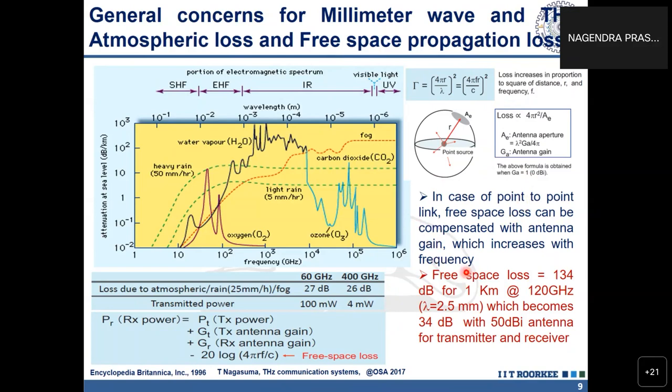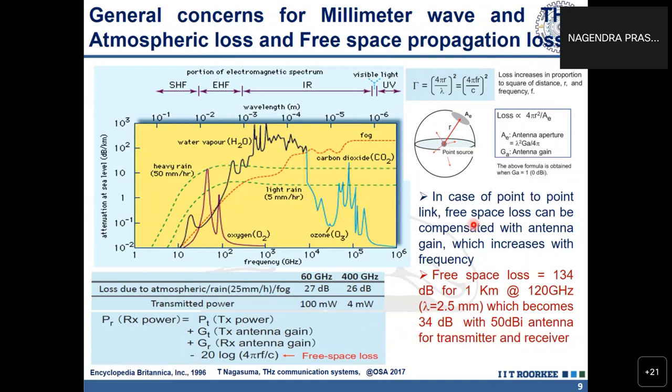This is a calculation: the free space loss, if you calculate at 120 gigahertz, is 134 dB for 1 kilometer, right? But this 134 dB loss can be brought down to a level of 34 dB, provided you use an antenna of 50 dBi gain.